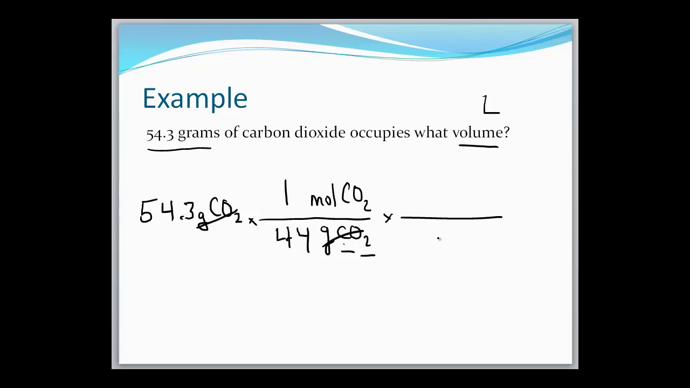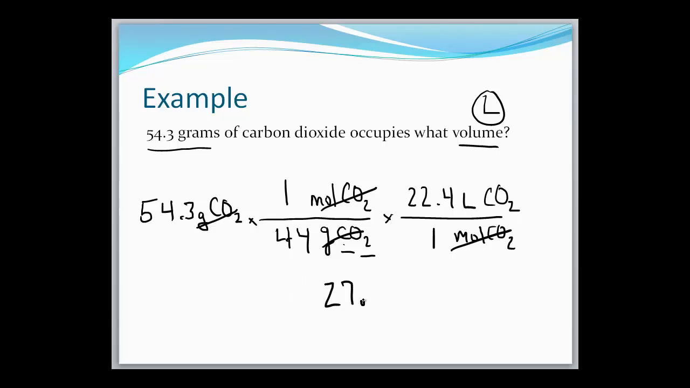So we want to get rid of moles. So let's put that in the denominator. Now we can convert to liters, which is what we're trying to find, by using our conversion. 1 mole of any gas is 22.4 liters. That way the moles cancel. We can do the math. 54.3 divided by 44 times 22.4, and we get 27.6 liters of carbon dioxide.